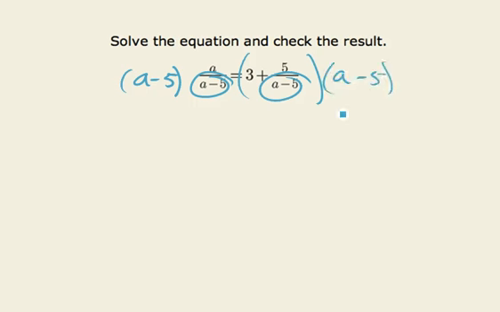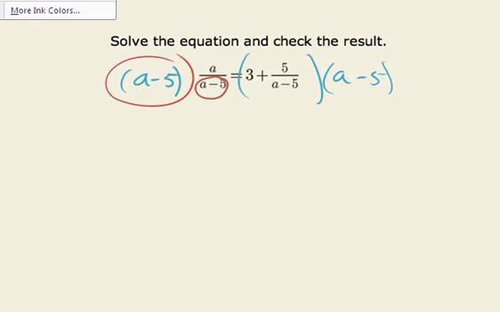And conveniently enough, this denominator, since it was also an a minus 5, is going to cancel when I do the multiplication as well. So I'll be able to, with just multiplying both sides by a minus 5, get all of my denominators to cancel. So why don't we go ahead and do such things. The a minus 5 here cancels with the a minus 5 there, and I'm going to be left with just the a.